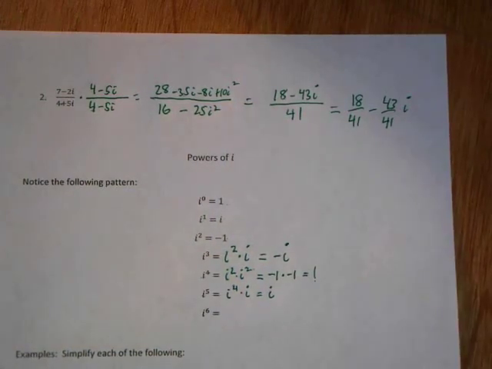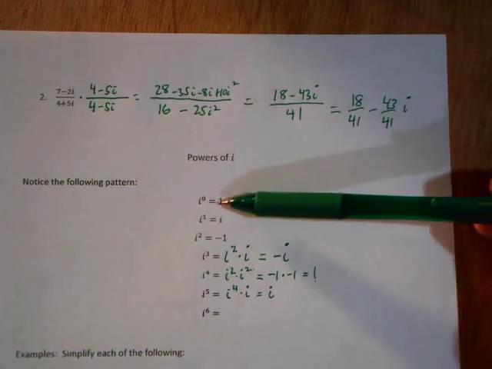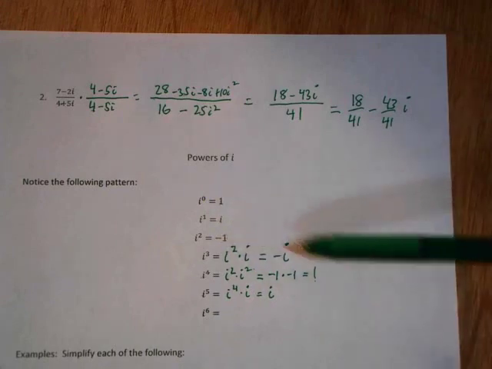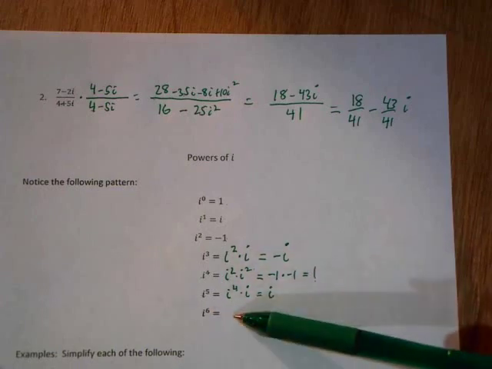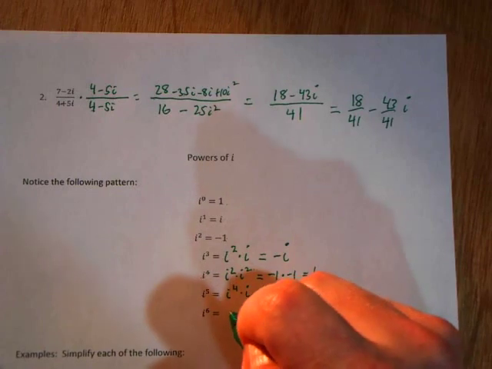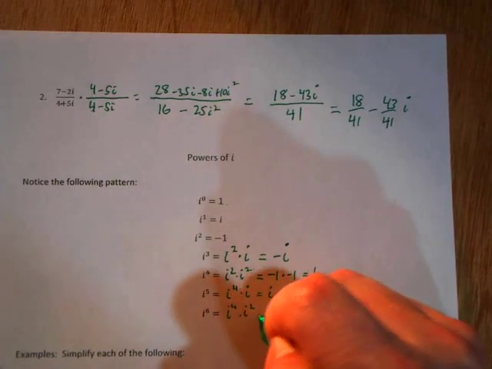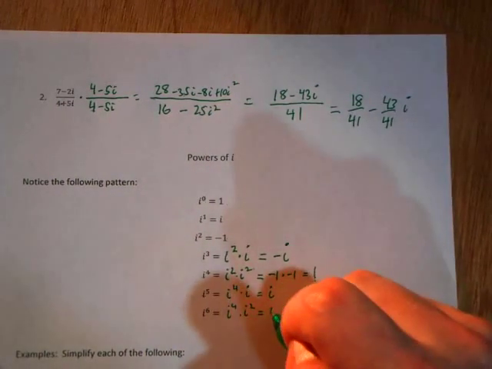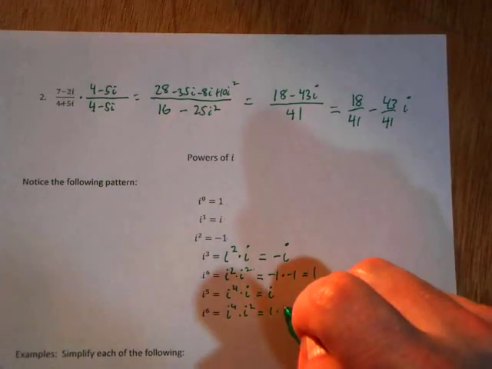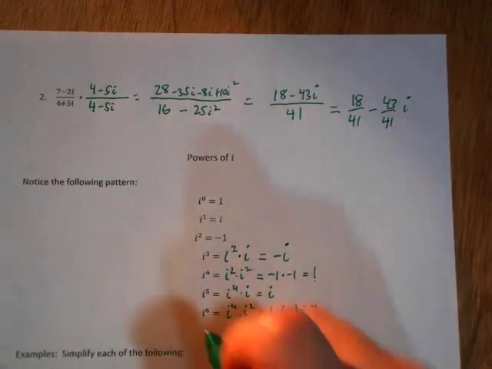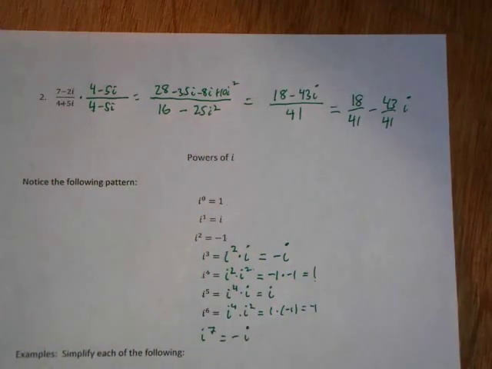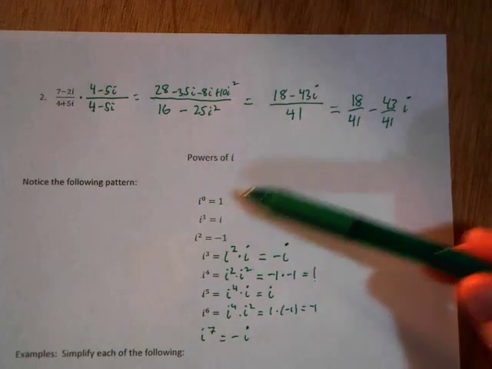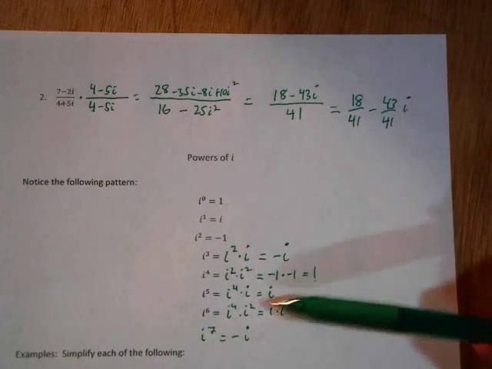So hopefully by now you're recognizing what's happening. Look what happened. We went 1, i, negative 1, negative i. 1, i. You should be willing to bet that the next one is negative 1. And it is, because this is i to the 4th times i squared. i to the 4th is 1. i squared is negative 1, so that's negative 1. And if I were to continue, i to the 7th would be negative i. So here's what happens. i to a power, you get one of 4 answers.